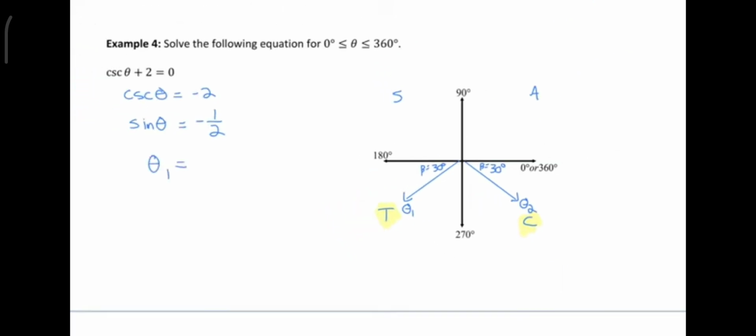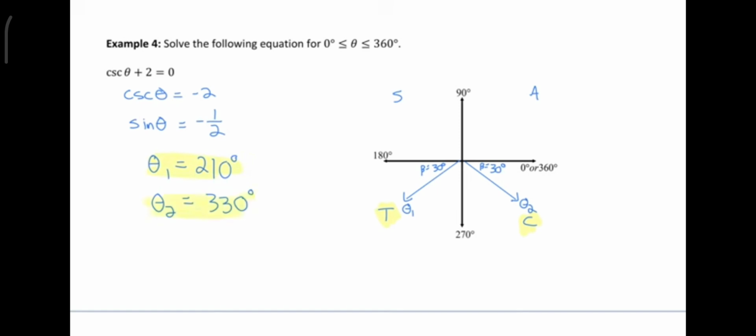Theta 1 goes past 180 by 30 degrees. So 180 plus 30 is 210 degrees. And theta 2 doesn't go a full 360, it goes 30 degrees less than that. So 360 minus 30 is 330 degrees. So these are the two answers to the equation.